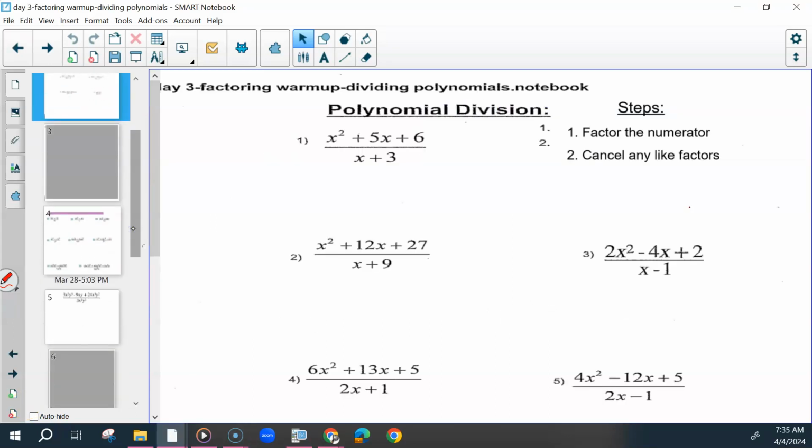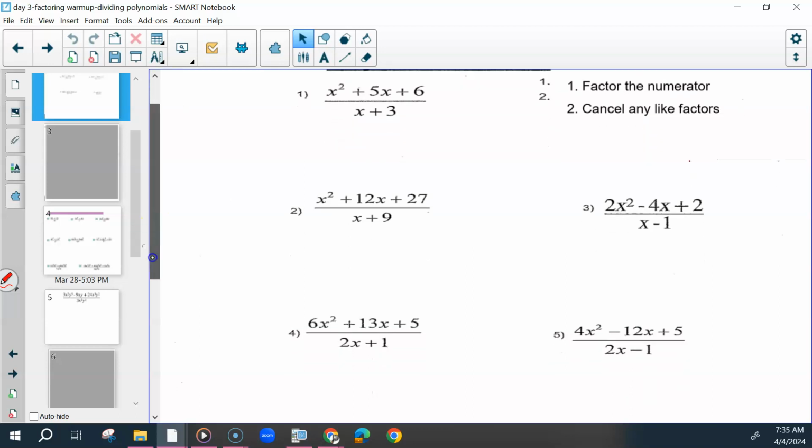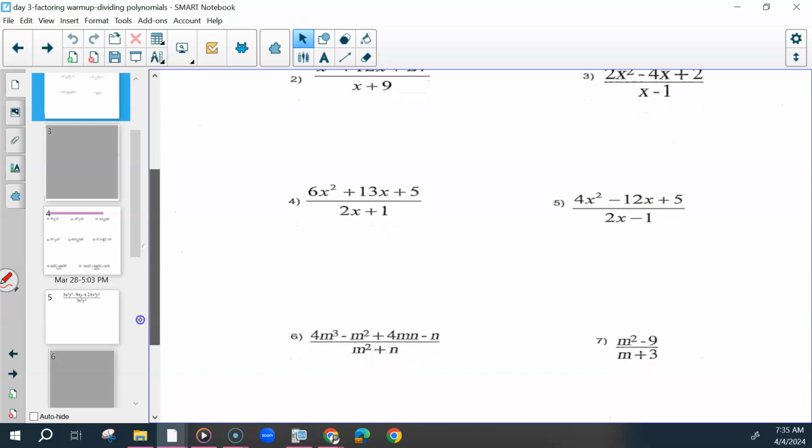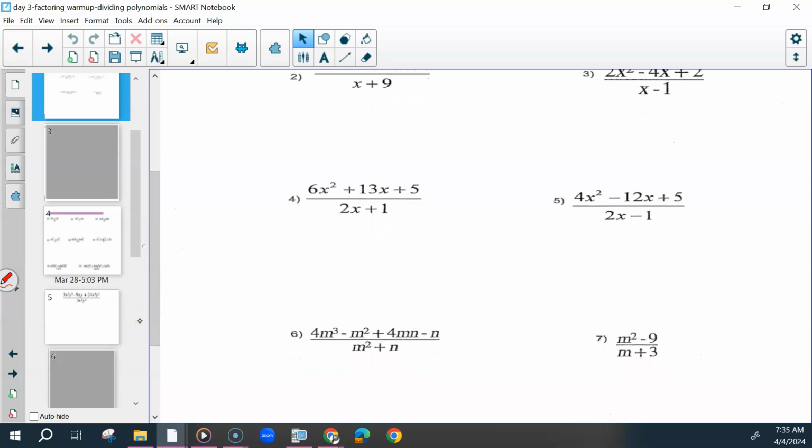Let's go back to this page. Let's do some more of these, and then we'll talk about some. We'll go back to the polynomial division, dividing by monomial, and then how this will look on the SOL, and then we'll have some kind of things. Okay, so we did 1 and 2, 4 and 5, but I don't think we did 6 or 7.